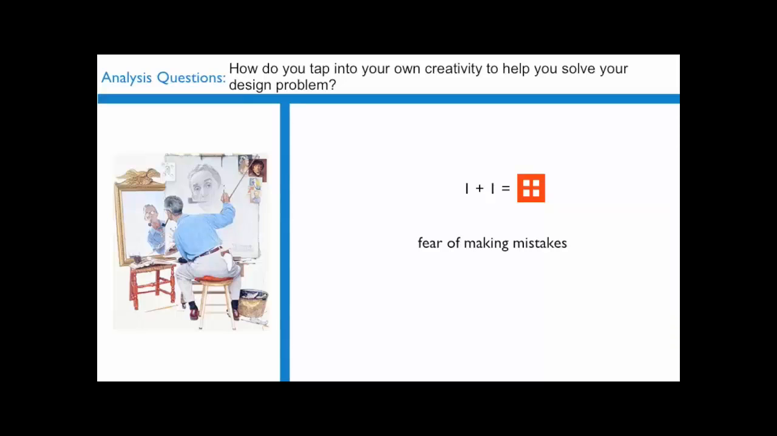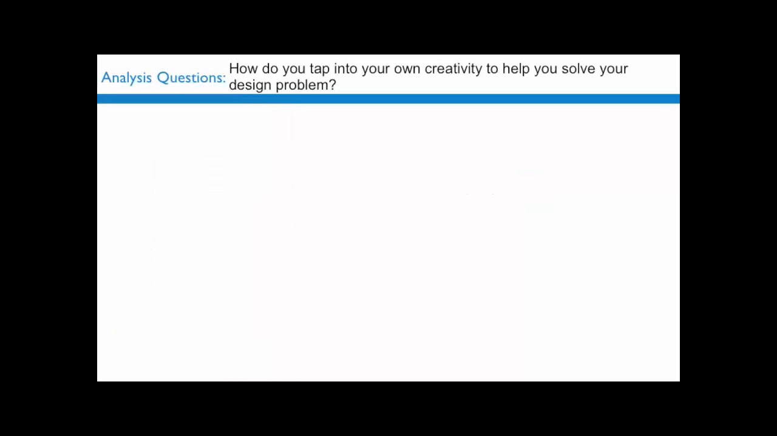So how do we overcome our barriers to creativity? The first one is that we need to let go of our fear of making mistakes and understand that design, art, learning, and most things in life are trial and error, and mostly error. In this class, I'm going to ask you to not be afraid to make mistakes.